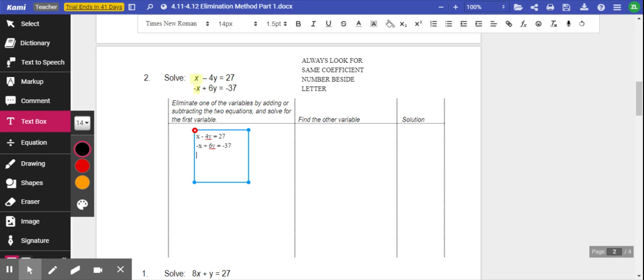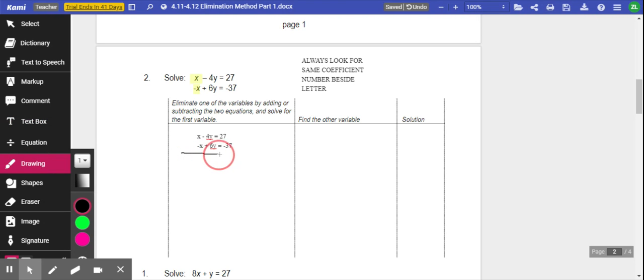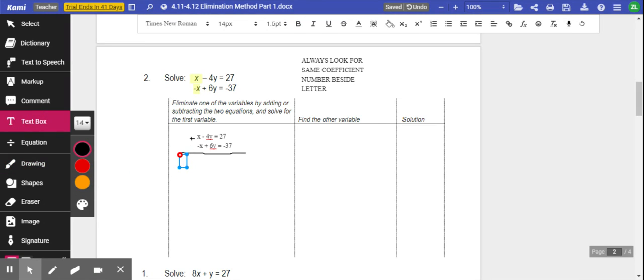And just like we did in the last one, we're going to set this up like we would an equation, okay? Because our job is to get rid of those x's. So we have this equation plus that equation. So if we go to solve that, x plus negative x is going to be 0. Okay? And we have negative 4 plus positive 6 is going to be 2y, or plus 2y.